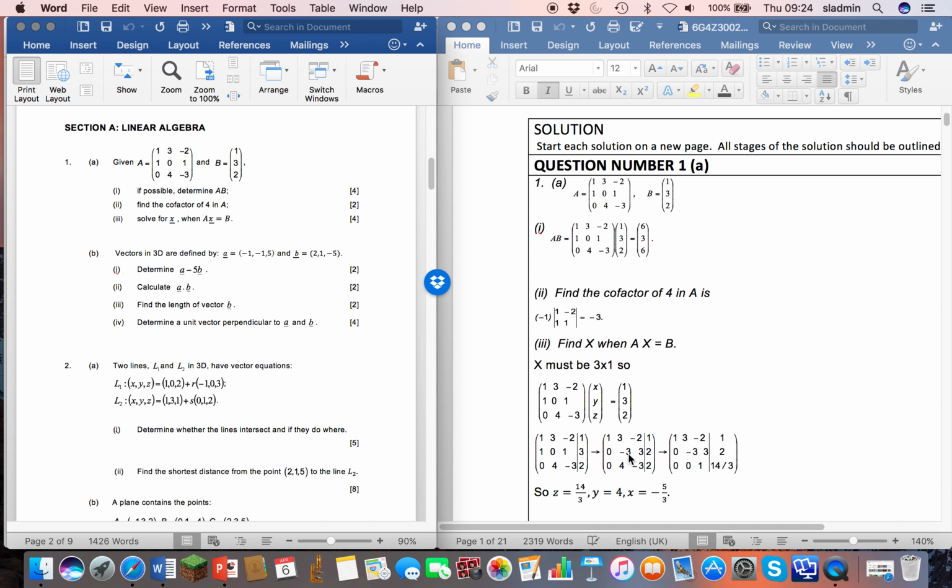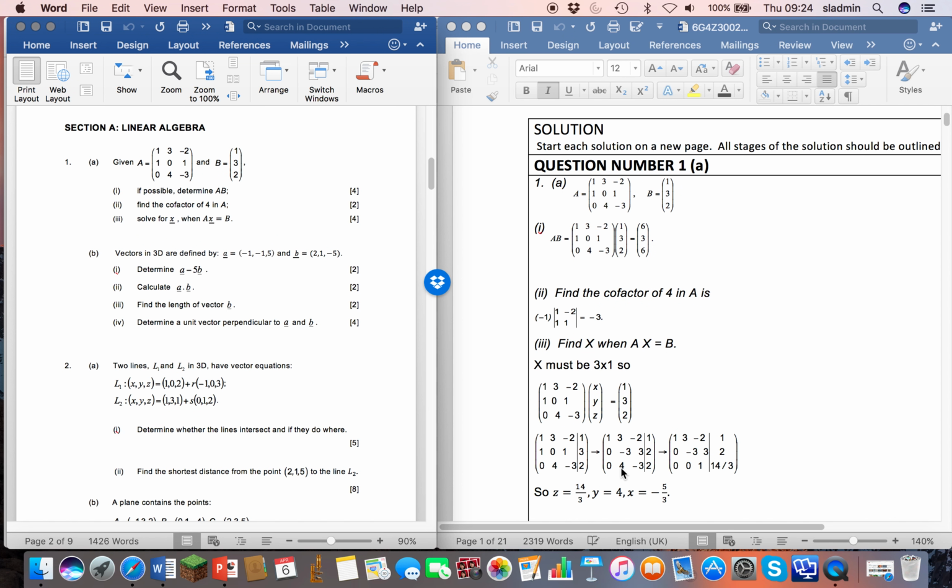0 take away 3 is minus 3. 1 minus minus 2 gives you a plus 3. And then 3 take away 1 gives you 2. So that's our new row 2. Now we want to get rid of this element here, this 4. So we're going to alter row 3, and you can get rid of that 4 there.